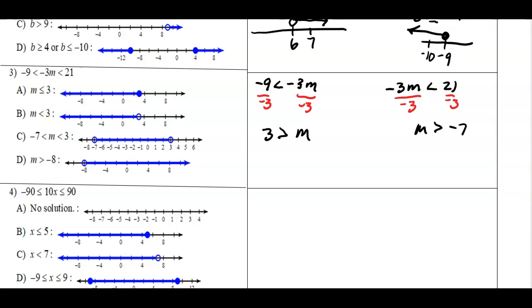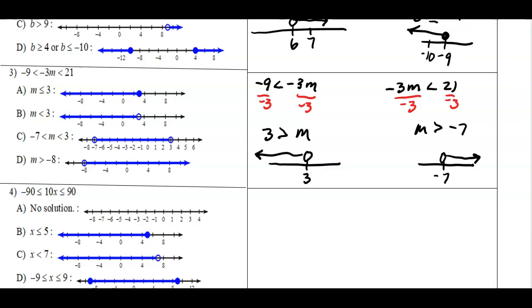So we got our graph here at 3. That's an open circle. m less than 3, or read it backwards, any number less than 3. So that's going this way. And here at negative 7, m greater than negative 7. That's any number greater than negative 7. Remember, if I go more negative, that's less than, so I go more positive.